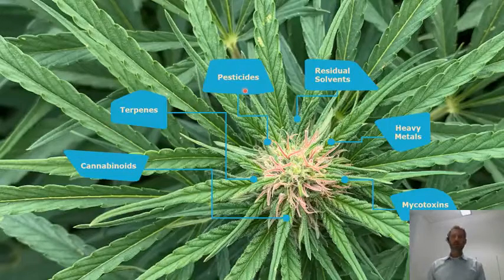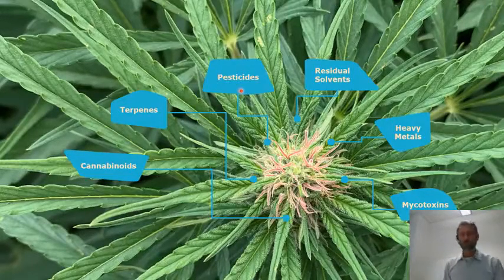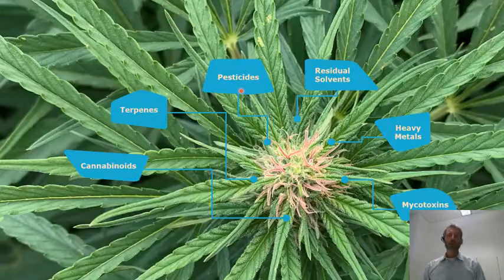We have pesticides, which might stem from the process of growing, and residual solvents from an extraction process. For example, if you go for a high CBD oil formulation, then you would use solvents to extract cannabis. Heavy metals might also stem from the production or the growing process. And we also have mycotoxins, which might be generated by mold in case of improper storage of hemp or cannabis.